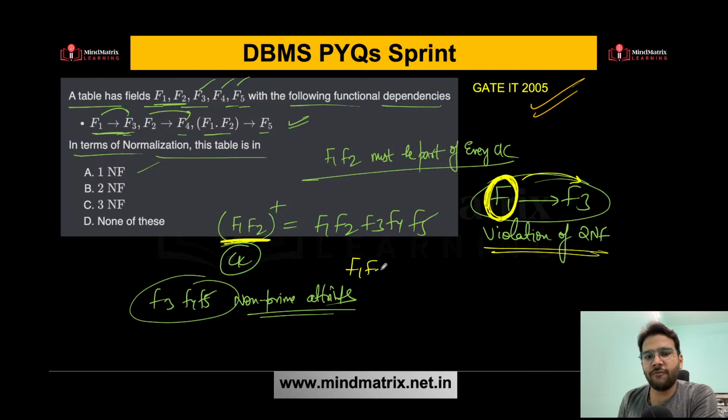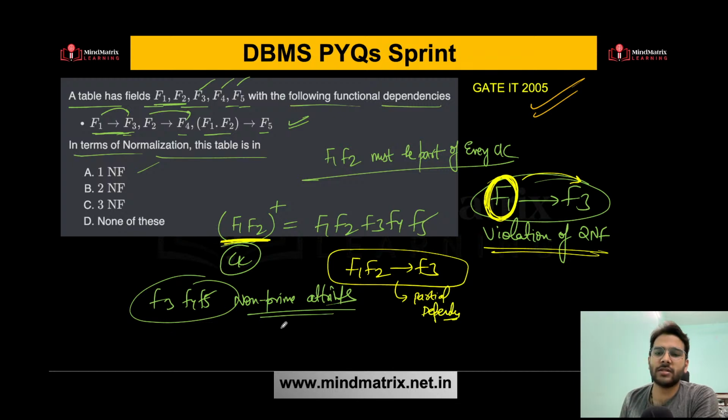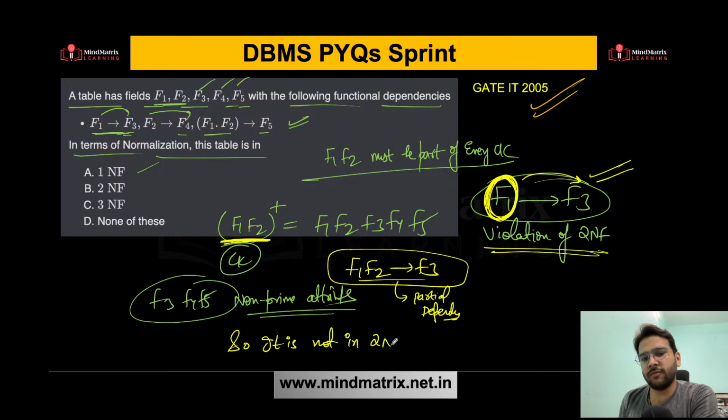So F1 determines F3. This is the partial dependency that is existing over here. Due to this violation, this partial dependency is there. So it is not in 2NF. If it is not in 2NF, definitely it is only in 1NF. So option A is the correct answer here. Is this clear to all of you? Do you have any doubt?